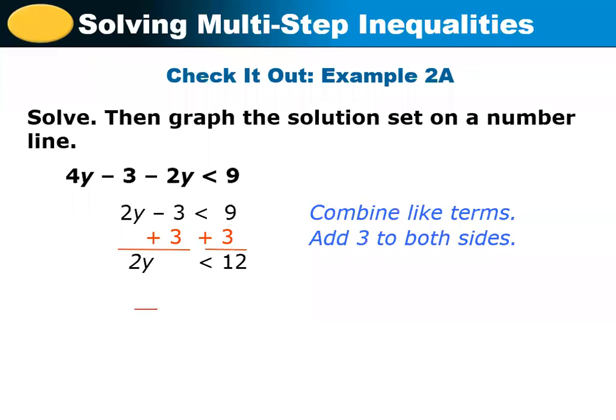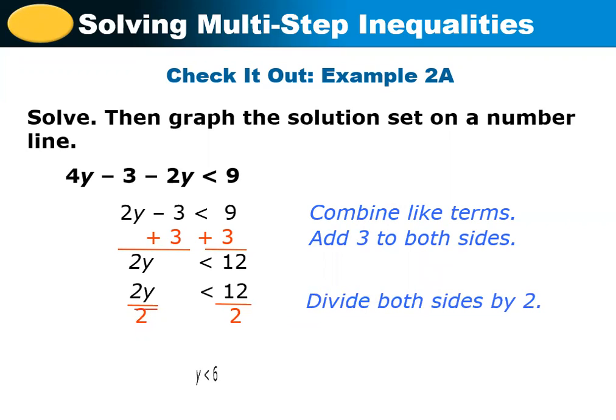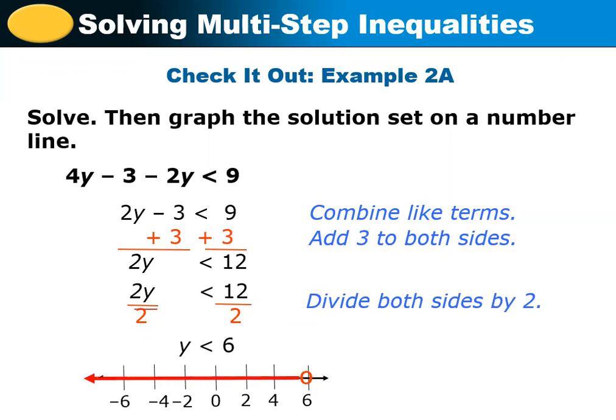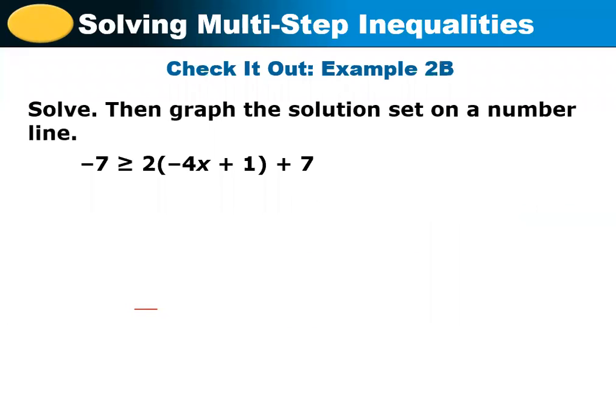We don't have any problem here because the coefficient is positive, so we have to divide both sides by 2. Then it will be 2y divided by 2 and 12 divided by 2, so I have y less than 6. In this case, we have to plot the point on 6. Where do we extend, to the right or to the left? Exactly, it will be to the left side.